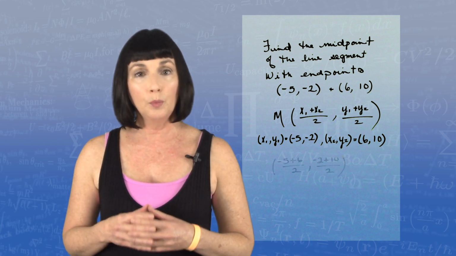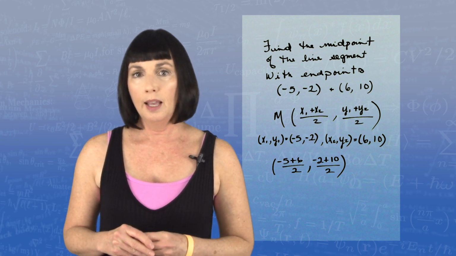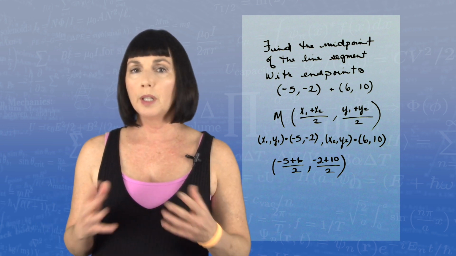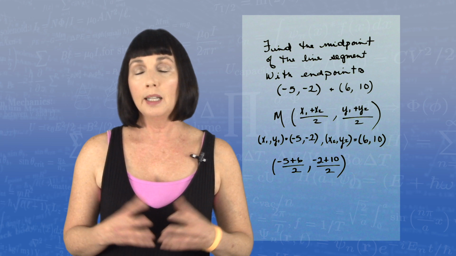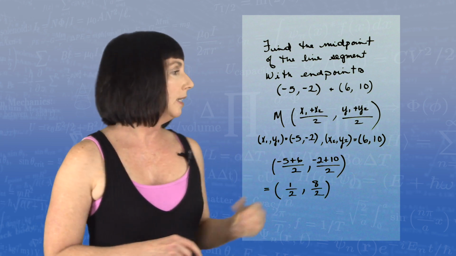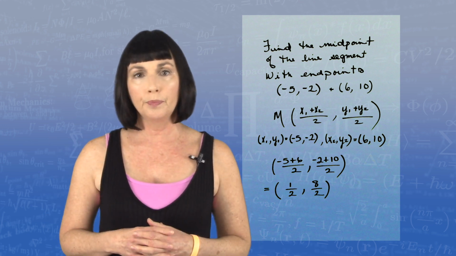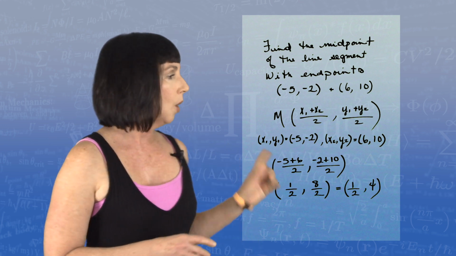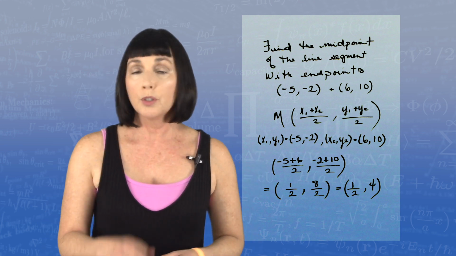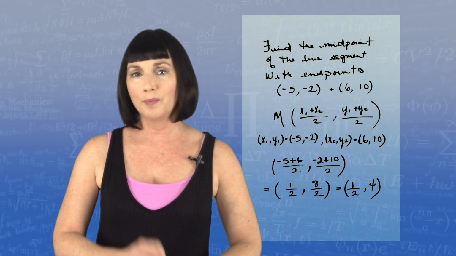So plugging in, we get -5 plus 6 over 2 and -2 plus 10 over 2. -5 plus 6 is 1, so that gives us 1 over 2. And -2 plus 10 is 8, so we have 1 over 2 and 8 over 2. And that gives us the coordinates 1/2 and 4. So the midpoint of this line segment is at 1/2, 4.